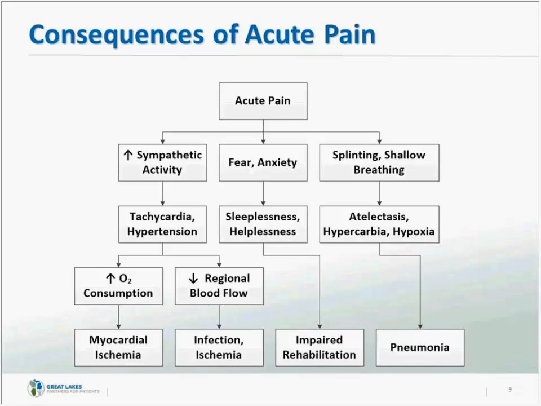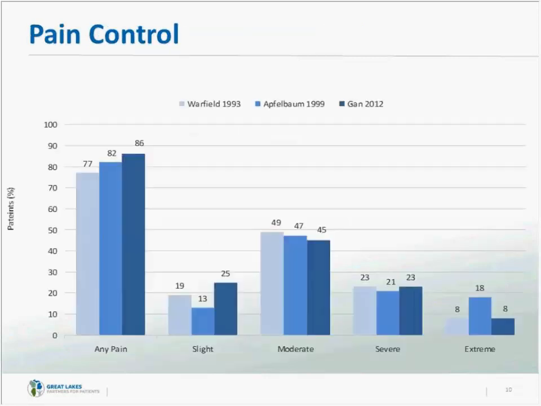We also know that pain causes fear and anxiety and sleeplessness and helplessness, and patients can't participate in their rehabilitation like they should. And certainly if you're having upper abdominal or thoracic pain, you're not going to be able to take nice deep breaths, and so patients splint. They take shallow breaths, they develop atelectasis, and they have an increased incidence of hypoxemic events. So that's all bad. So we know that pain is bad. We know that it hurts. We know that it increases sympathetic activation, and we know that it interferes with recovery.